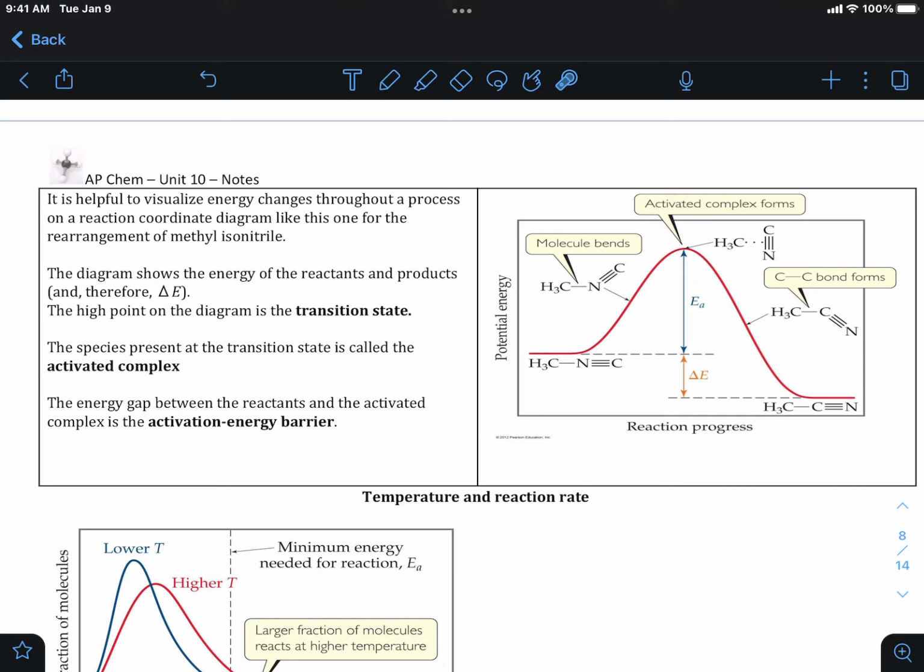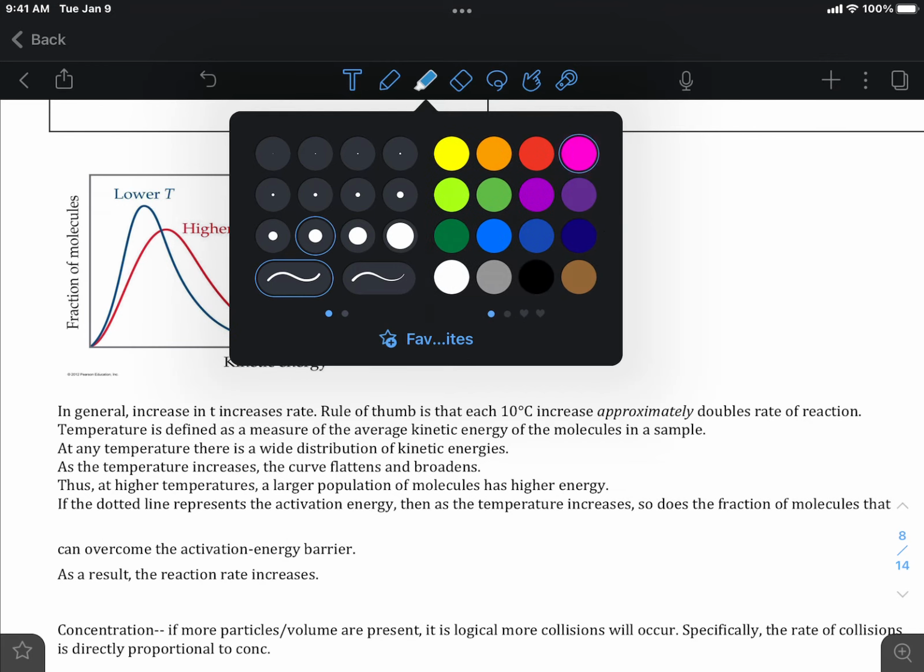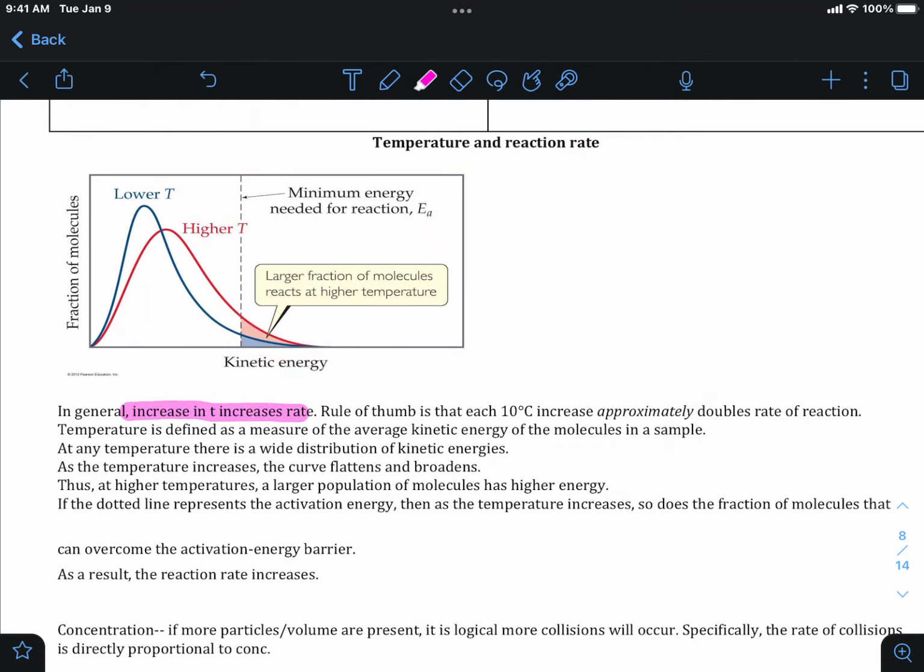So in general, increases in temperature increases the rate. And you got this from the lab, right? In the case where you decrease the temperature, the rate decreased, well, the converse is true. If you warmed it up, it would have been faster, right? Now, this is kind of a loose rule of thumb, that approximately every 10 degrees increase approximately doubles the rate, but this is not exactly double. It's an approximation.